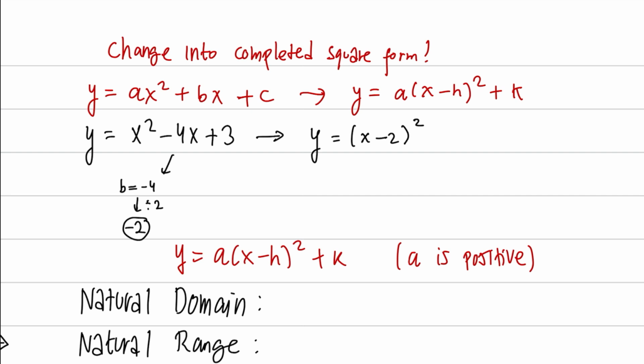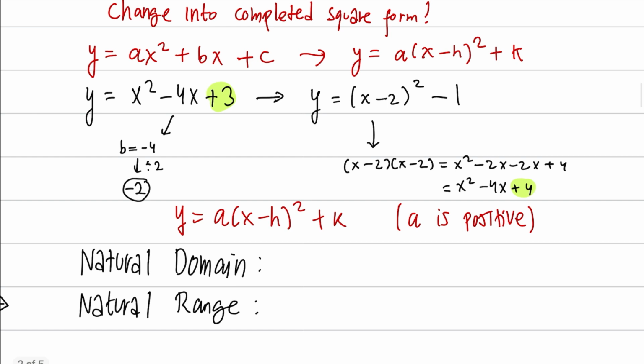And after that, we expand this first. x minus 2 squared becomes x minus 2 times x minus 2, and then you will have x squared minus 2x minus 2x plus 4, which is x squared minus 4x plus 4. If we expand this, you will get plus 4, but our equation has plus 3, that means from 4 to 3, we minus 1. So we put minus 1 over here. So this is our completed square form.